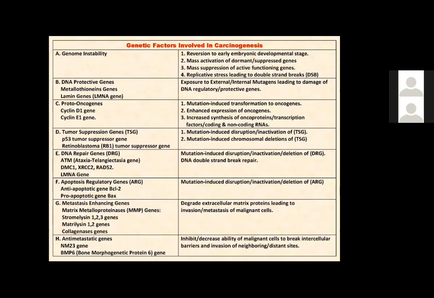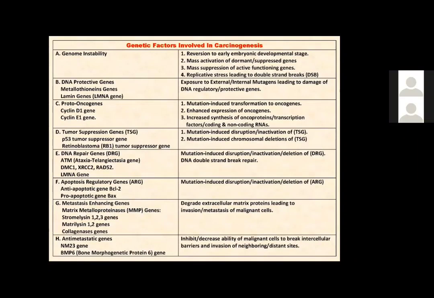Double-stranded breaks are the major factor which can cause genomic instability. This genomic instability usually affects a lot of our genetic material, and we get mass activation of dormant suppressed genes or mass suppression of active functioning genes, and reversion to early embryonic developmental stage, which is a characteristic feature of malignancy. A malignant cell, in contrast to the normal cell, is a non-specialized cell. It can do too many functions characteristic of the embryonic cells.